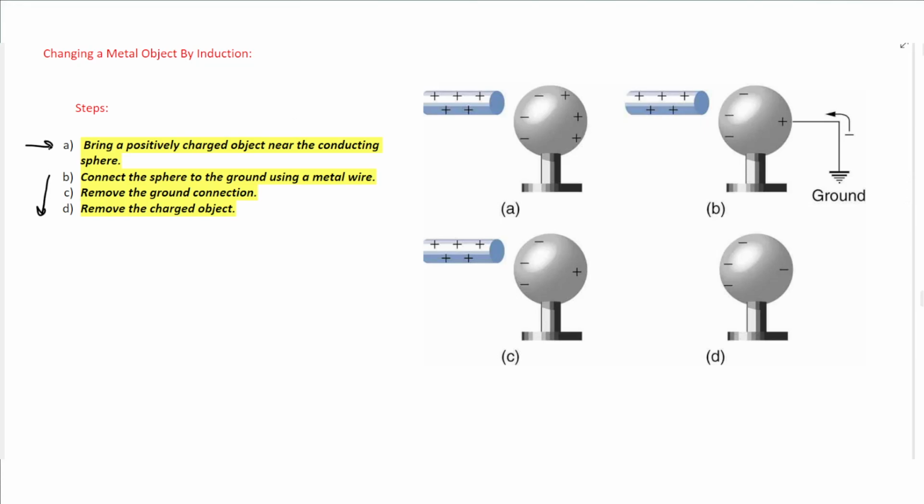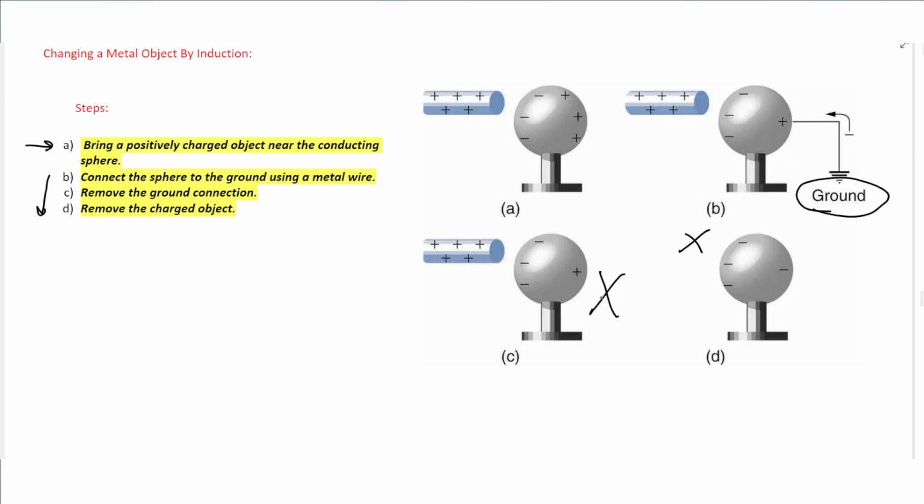So step 1, bring a charged object near the conductor. Step 2, connect the conductor to the ground or to earth, or earth the conductor. Step 3, remove the ground connection. Step 4, remove the charged object. So first, you bring a charged object near the metal or the conductor, then you connect the metal or the conductor to the ground or earth, then remove the earth connection, then remove the charged object.